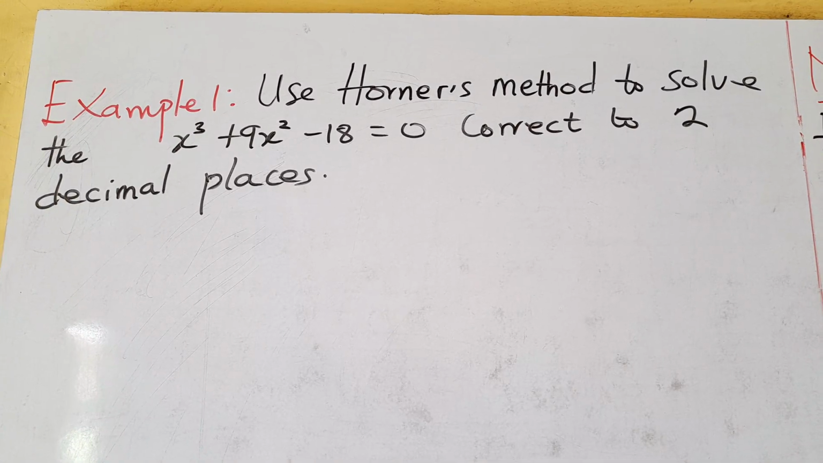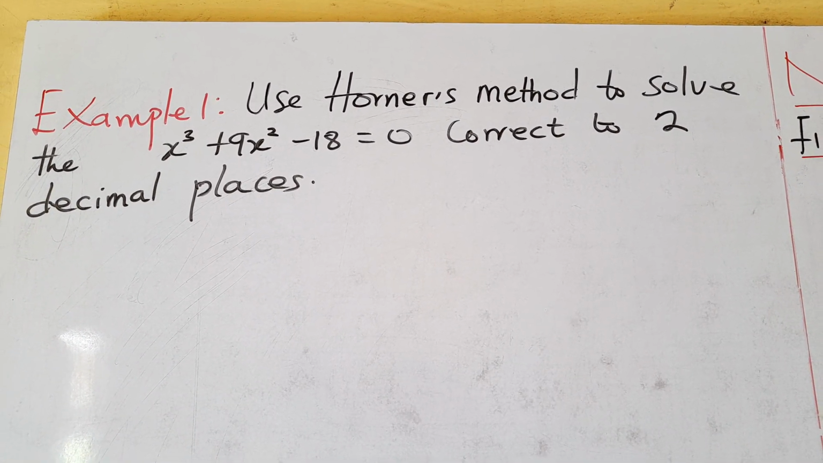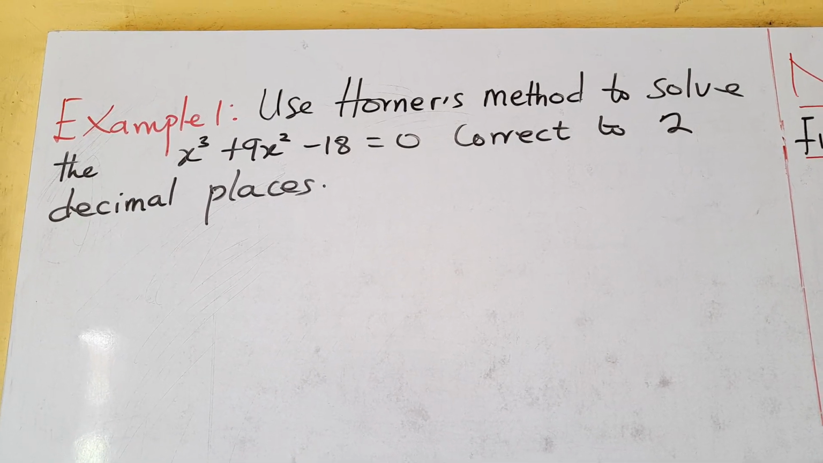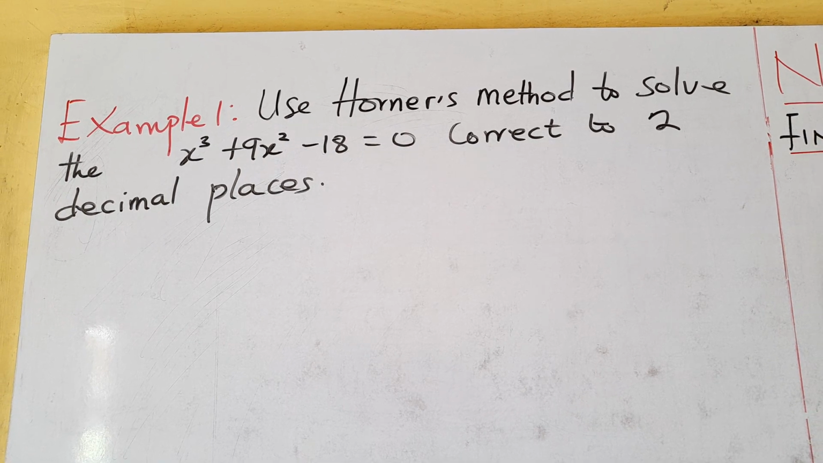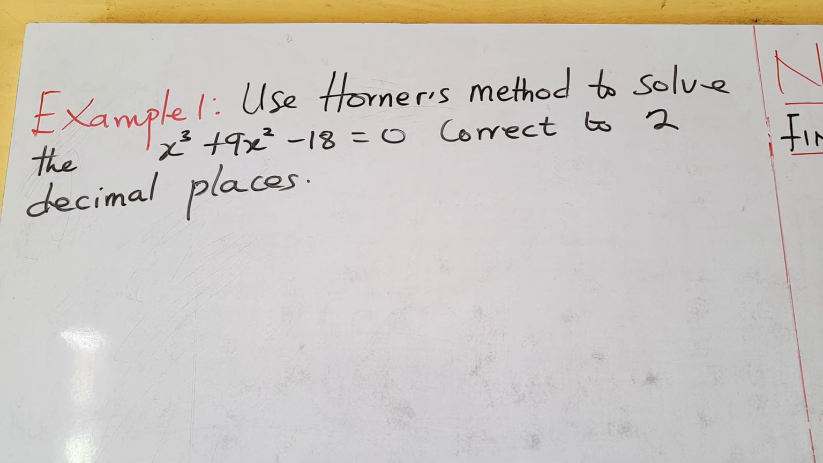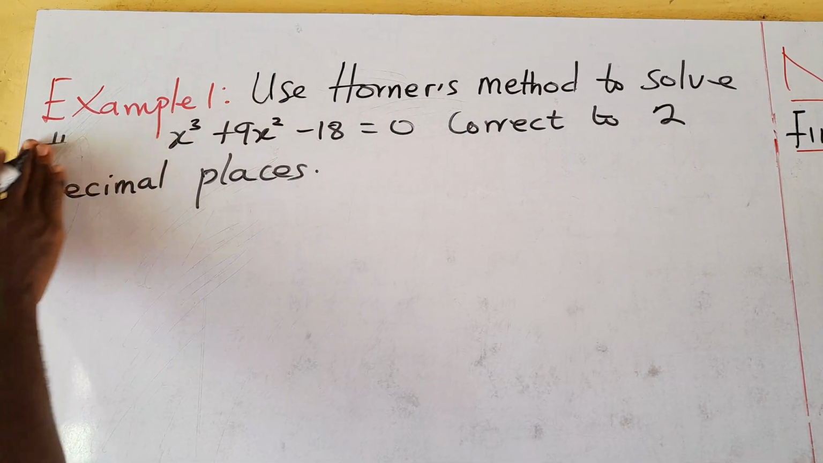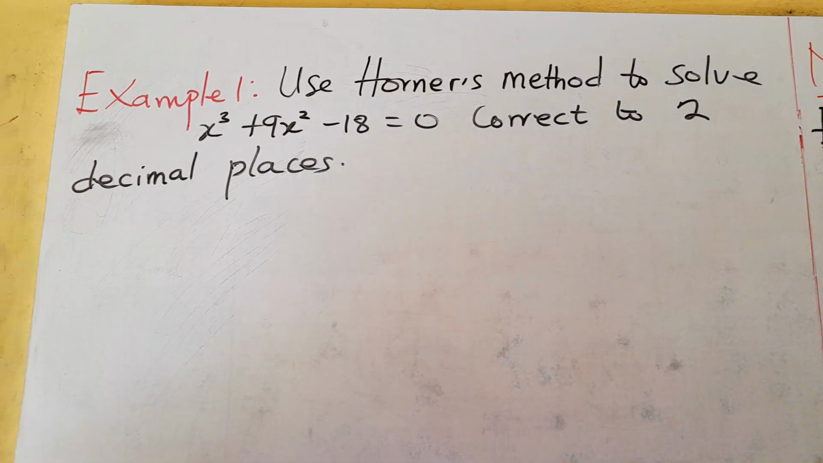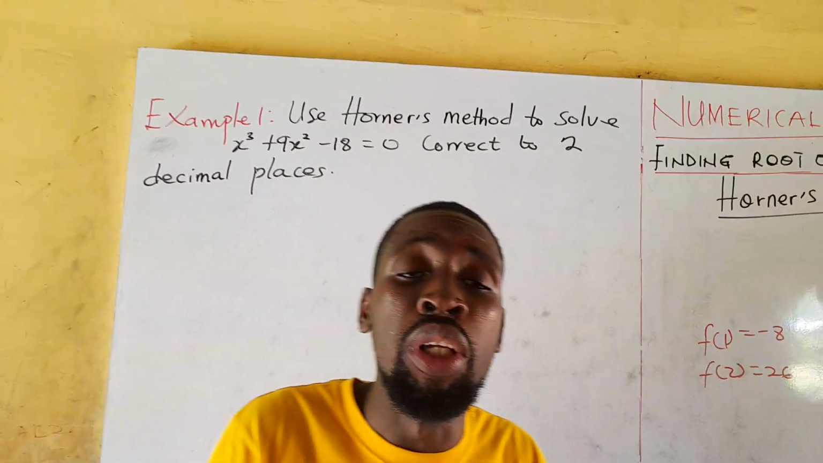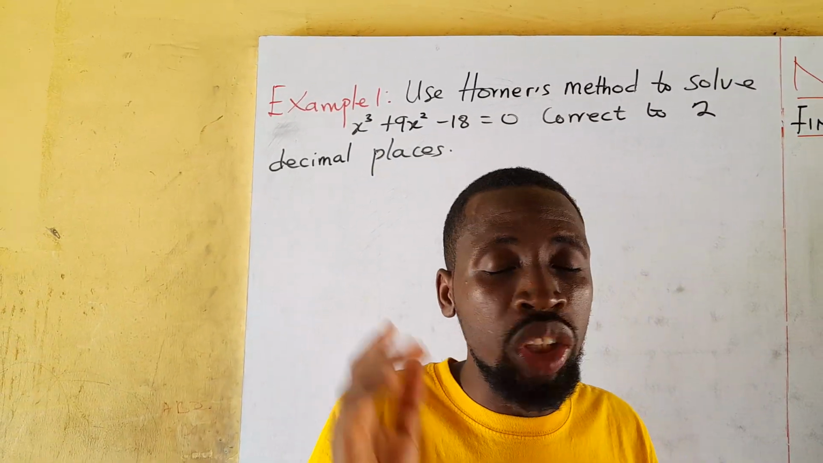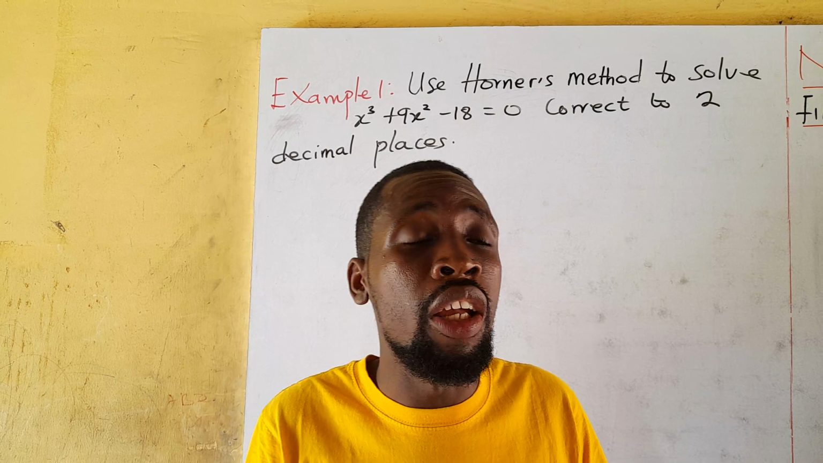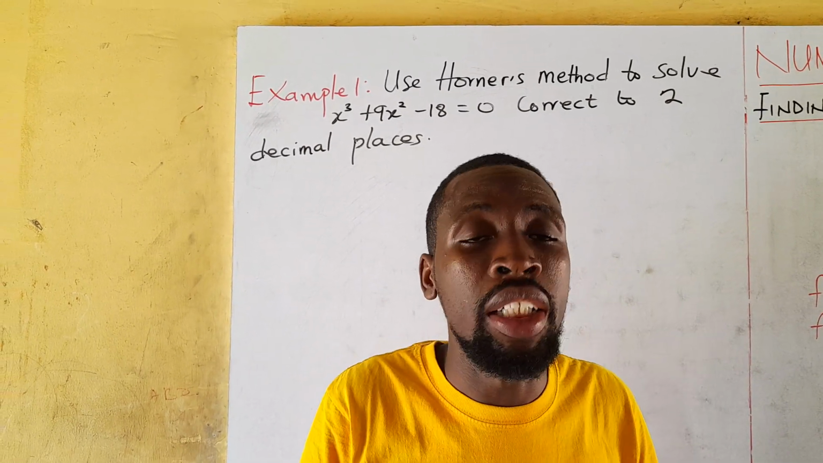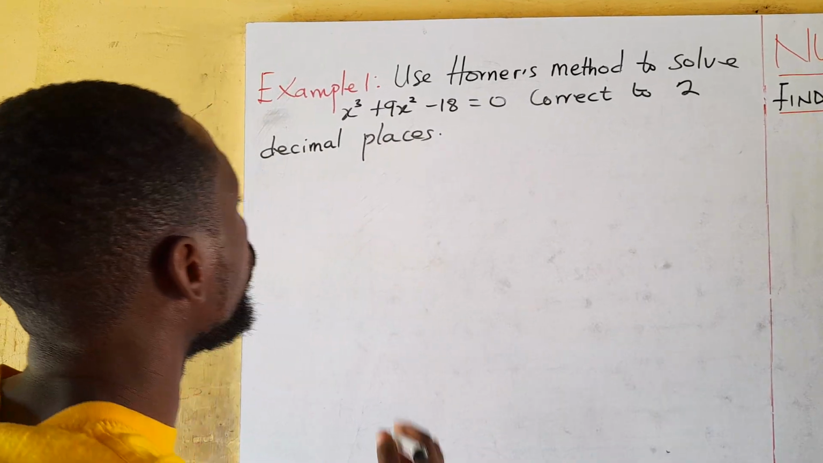Our first example says that we should use Horner's method to solve x cubed plus 9x squared minus 8 equal to 0, correct to two decimal places. So how do we do that? With Horner's method, the location theory will also play a very important role again. The location theory, if you realize, plays a very important role in finding the root using all other methods. So we need to use the location theory again.